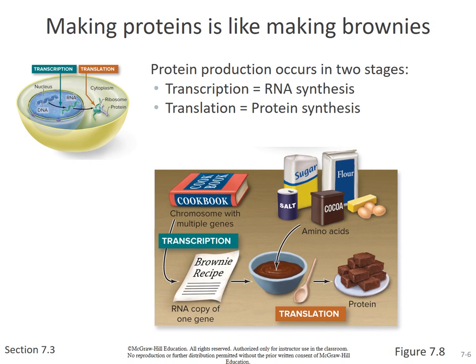Then, translation, you take that piece of paper with the recipe into the kitchen, and you start getting all the ingredients that you're going to need, and then you read this recipe on your piece of paper, taking the ingredients in certain orders, putting them together to make brownies. Just like in translation, you've got the messenger RNA leaving the nucleus, going into the cytoplasm, where all of these tRNA molecules are coming with amino acids to create the protein.